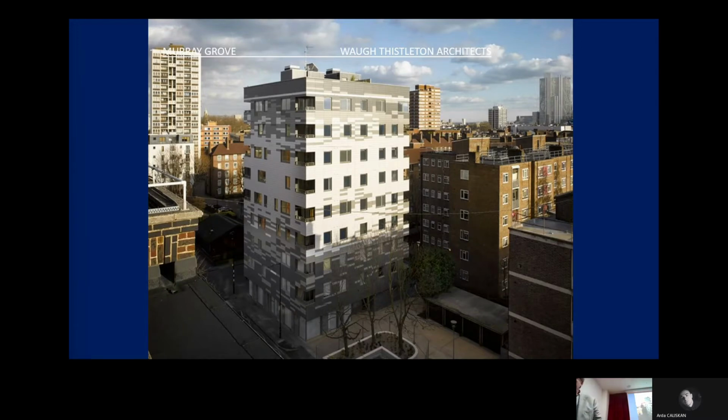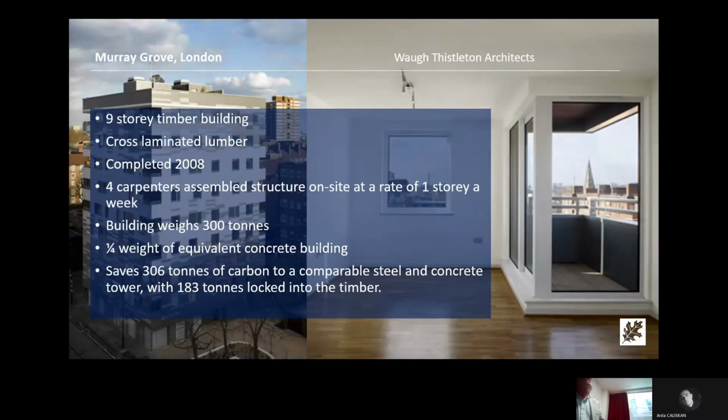Going back to Wall Thistleton, this is the first 10-storey timber building in the UK. The structural fabric of that building is all in structural CLT. It's a 9-storey timber building, cross-laminated timber, completed in 2008. Four carpenters assembled the structure on site at a rate of one storey a week. So it's a very efficient method of building.